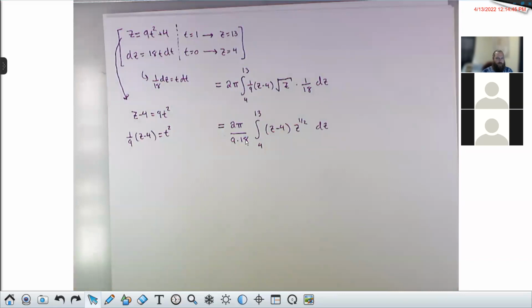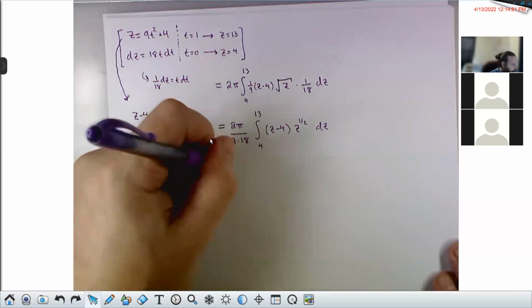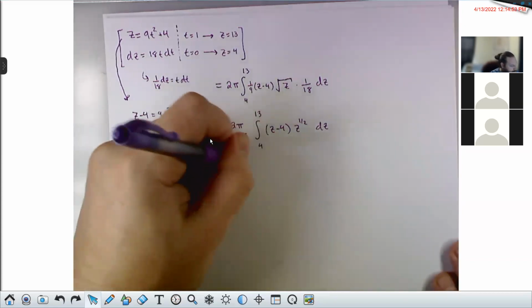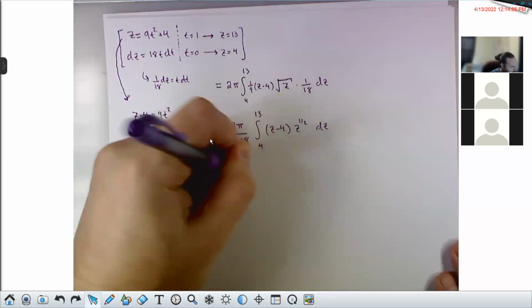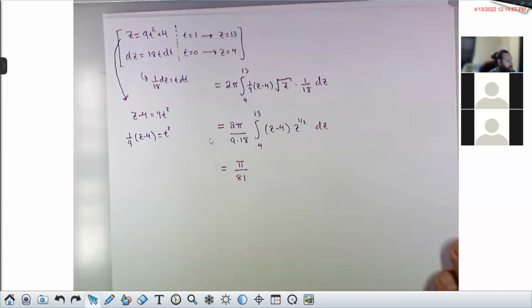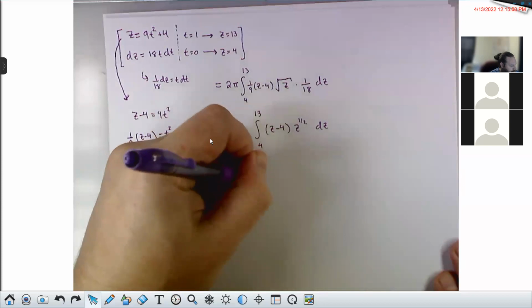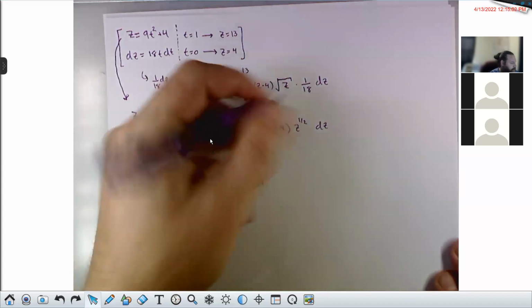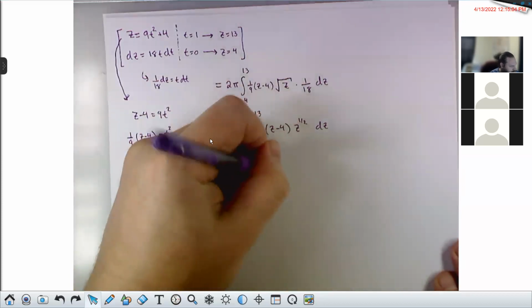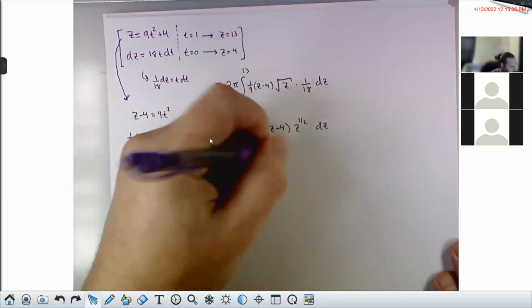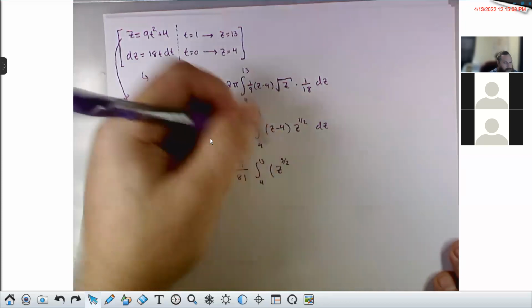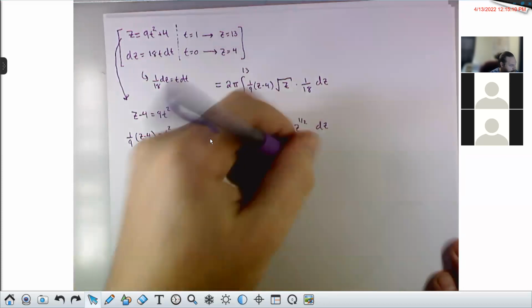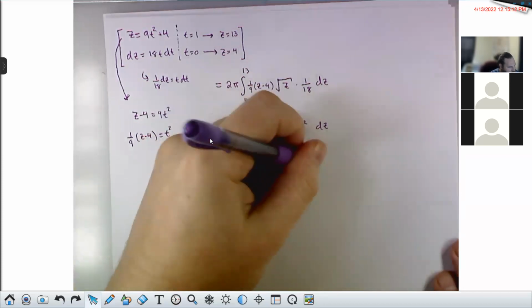Two and the 18 can talk to each other, right? You can cancel a factor of 2 from this and you get 9. So this is going to become pi over 81, pi over 9 times 9. And then within my integral from 4 to 13, I'll distribute. So that's z to the 1 times z to the 1/2, which is z to the 3/2, minus 4 times z to the 1/2.